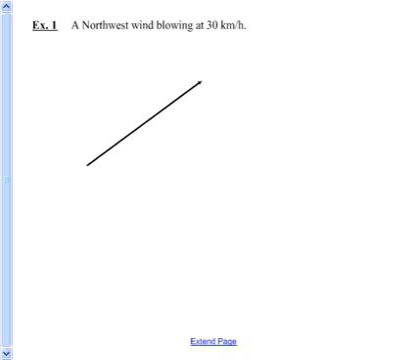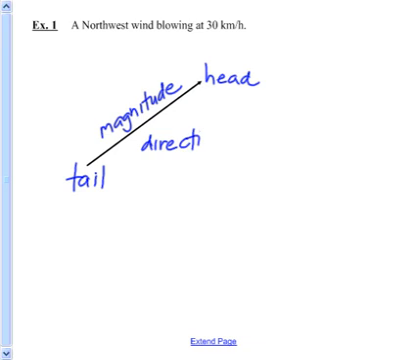So I'm going to label my vector. Its head is where we put the arrow, it's where it's going. The tail is where it started. The magnitude is how long you create your vector. And the direction is the angle where you place your vector.